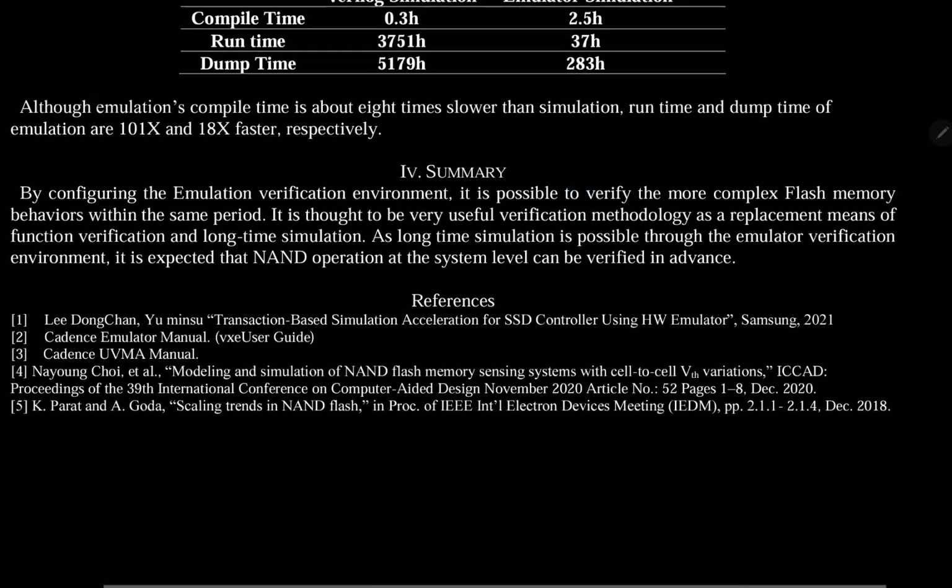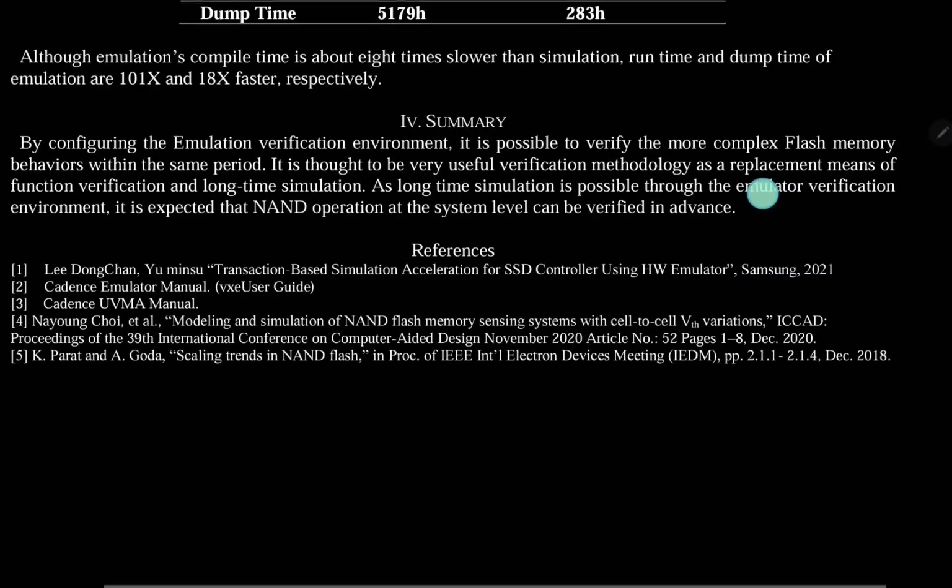In summary, by configuring the emulation verification environment, it's possible to verify more complex flash memory behaviors within the same period. So I think it is a very useful verification methodology as a replacement means for functional verification and long-time simulation. As long-time simulation is possible through the emulator verification environment, it's expected that NAND operation at the system level can be verified in advance.